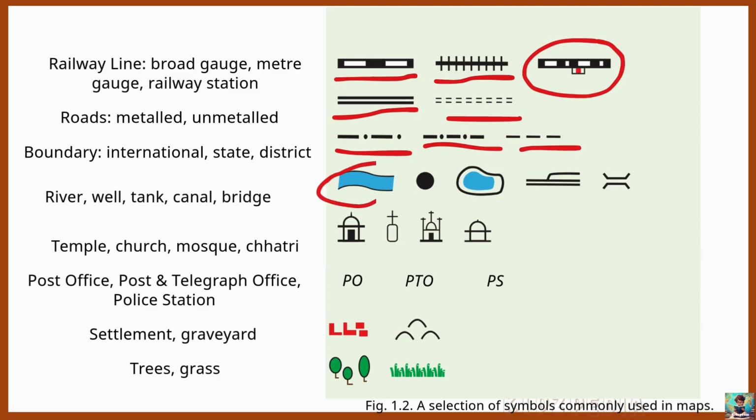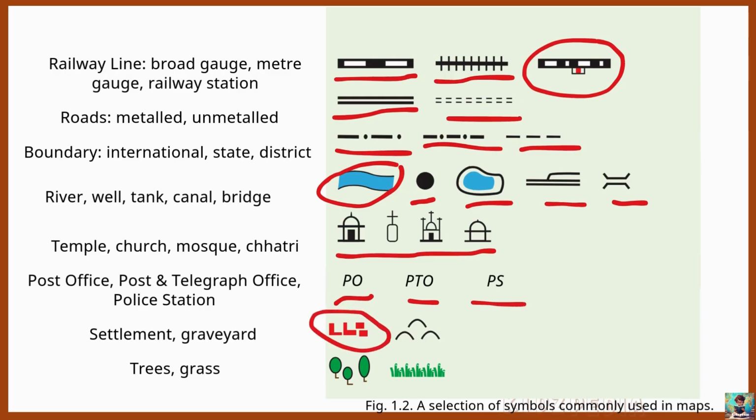For rivers, we use this symbol. For well, we use this symbol. For tank, this one. And for canals, we use this symbol. And for bridge, we use this symbol. And these symbols are for temple, church, mosque and chhatri. For post office, we use only PO. For post and telegraph office, we use PTO. For police station, we use PS.